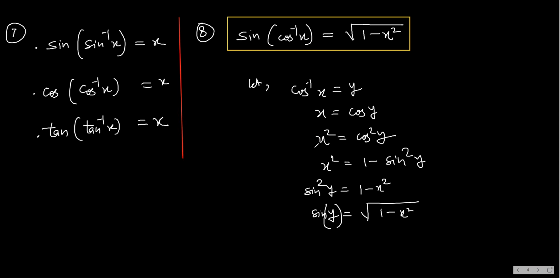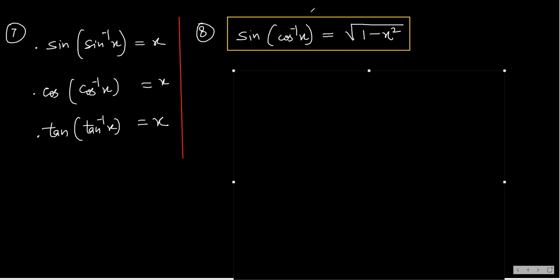And what is y here? Y is cos inverse of x. So you have sine of cos inverse x is equal to square root of 1 minus x square. So I just proved this for you.